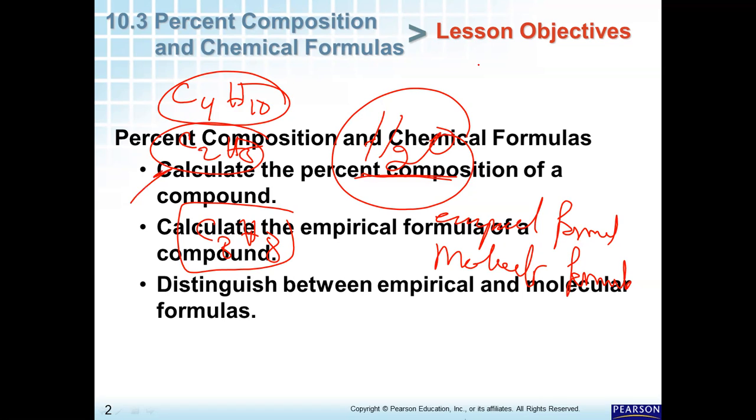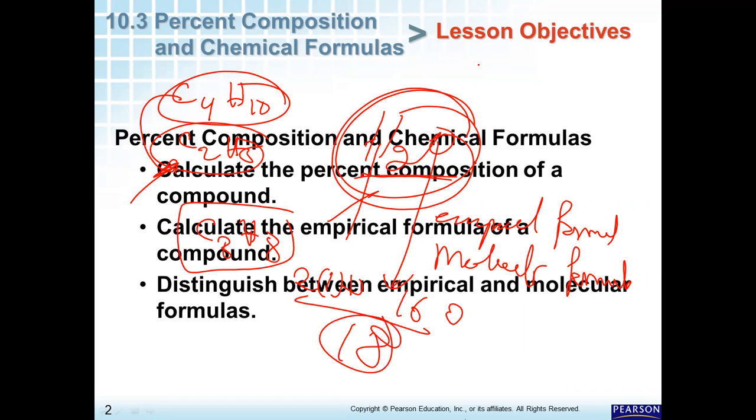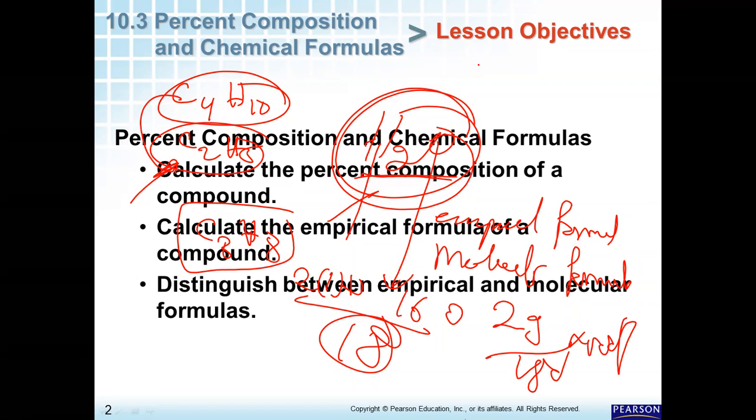We need to learn how to calculate this and see the relationship between the two, and how we go from the empirical to the molecular formula using the percent composition, which is the percentage of each element in the compound. When you have a compound like this one, remember the molar mass. For water, it is 18 grams per mole, right? The 18 actually comes from 16 for the oxygen, and 2 times 1 for the hydrogen, so the total is 18. If we want to find the percent composition of water, we have to find the percentage of hydrogen, which is going to be 2 grams over 18 grams times 100%, right?